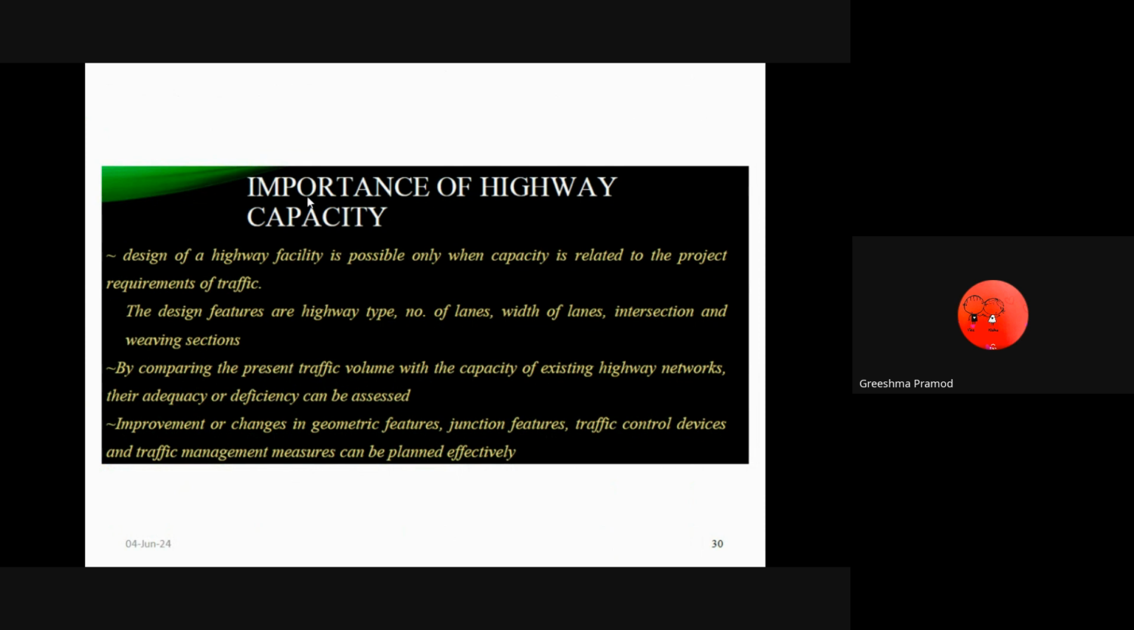So design of a highway facility is possible only when the capacity is related to the project requirements. So the design features are highway type, number of lanes, width of the lane, intersection and the weaving sections. So these are the importance of the highway capacity. Please study that. This can be asked in part 2 also. Importance: improvement or the changes in the geometric features, junction features, traffic control devices, and traffic management measures can be planned effectively.